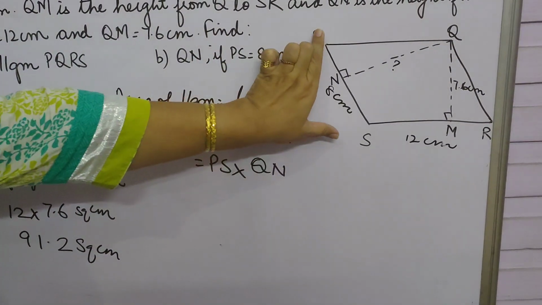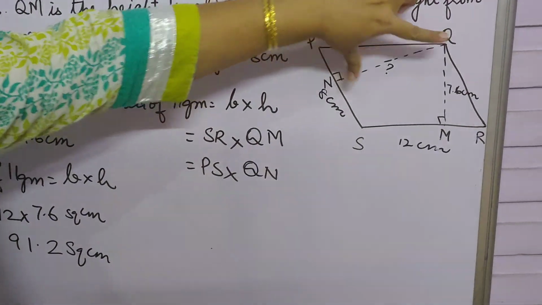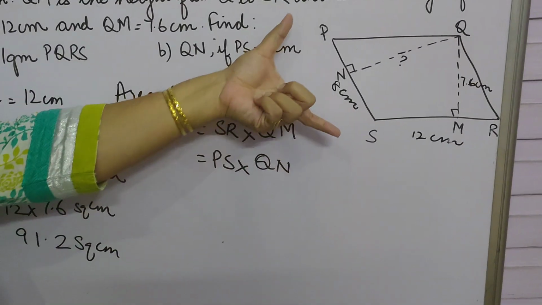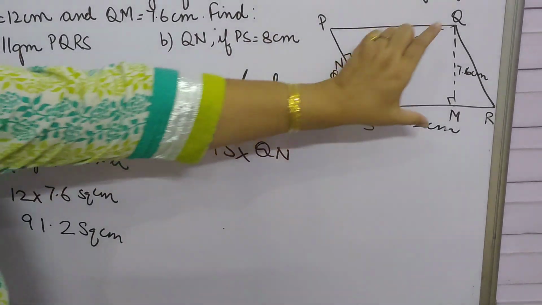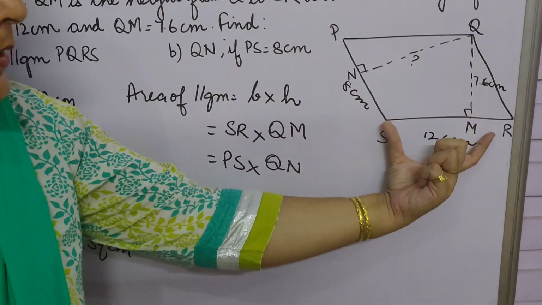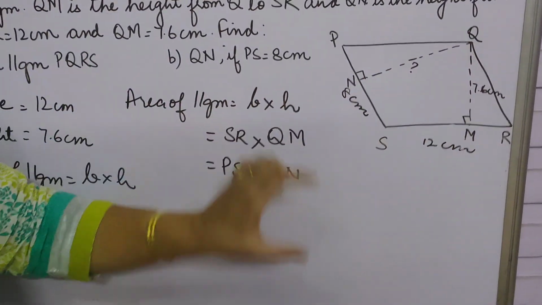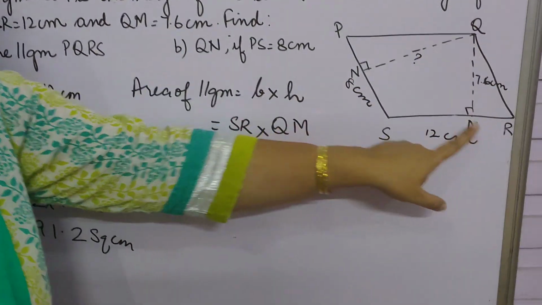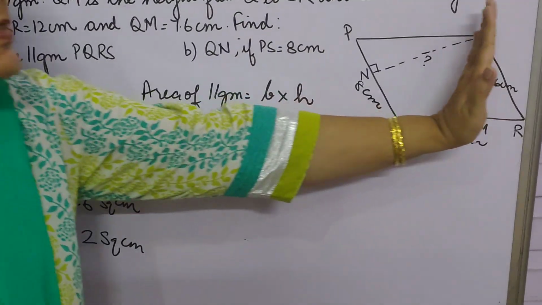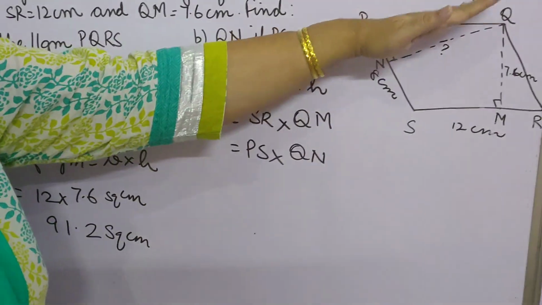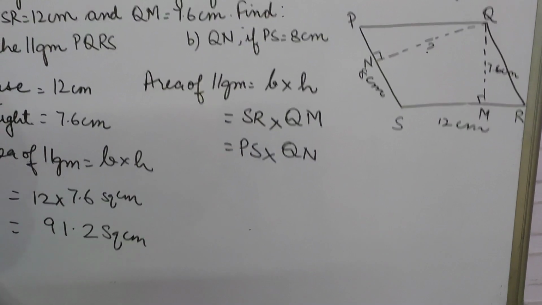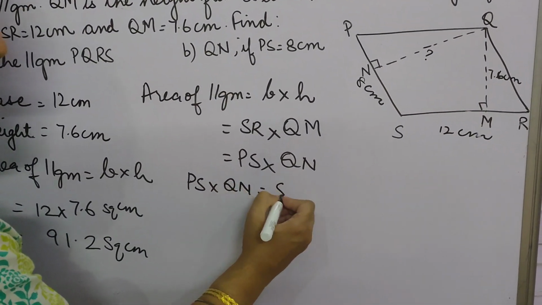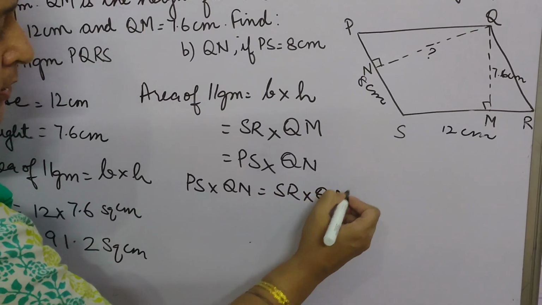Because whichever base you take, the altitude on it, the perpendicular on it, is what you have to take as height. You cannot do like this that you take this as base and take this as height. If you have taken this as base, then this will work as height. If you take this as base then this will work as a height, and since the parallelogram is the same, so whether you take this as base and this as height, or this as base and QN as height, the area will remain the same. So I can write down this as PS multiply QN is equal to SR multiply QM.